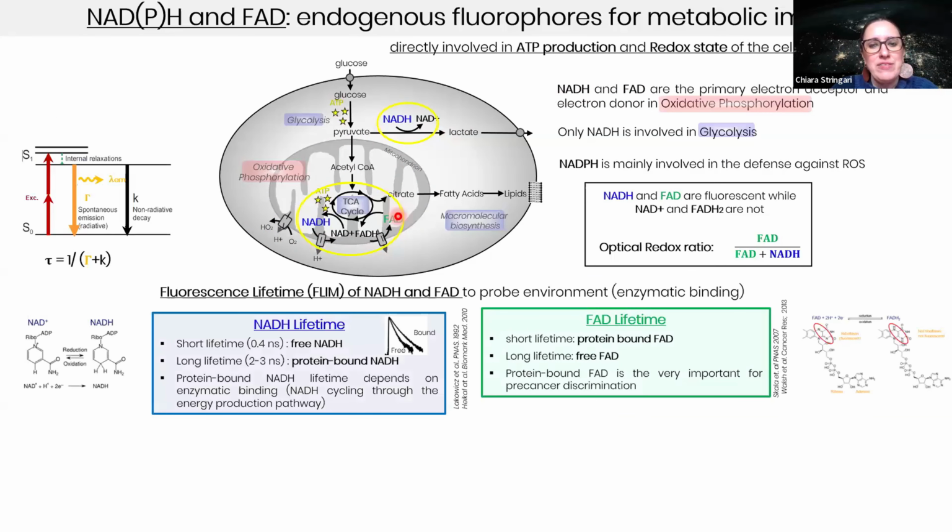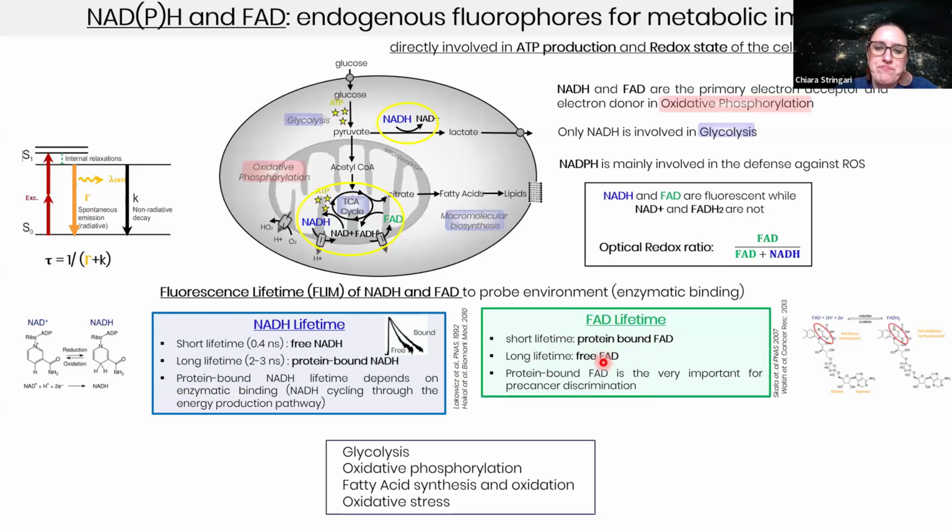But if we do fluorescence lifetime microscopy, we're going to be much more precise. And this is because the lifetime of NADH and FAD are very sensitive to the binding of those fluorophores. So if NADH is in a free form, it usually has 0.4 nanoseconds, while NADH in a protein-bound conformation has a much longer lifetime, between 2 and 3 nanoseconds. And what is actually very interesting is that the protein-bound NADH lifetime depends on the enzymatic binding in the TCA cycle. On the contrary, FAD has a much shorter lifetime when it's protein-bound and a long lifetime when it's free.